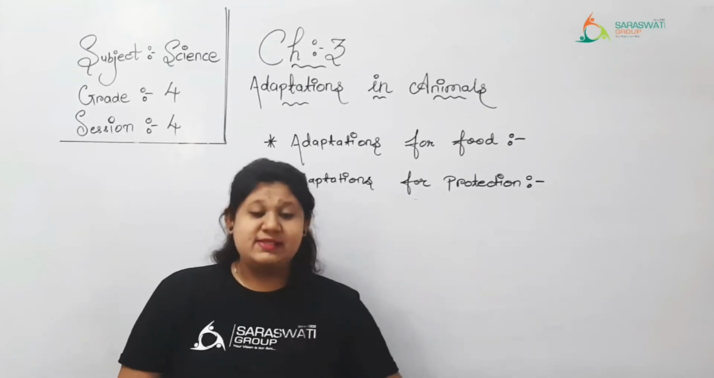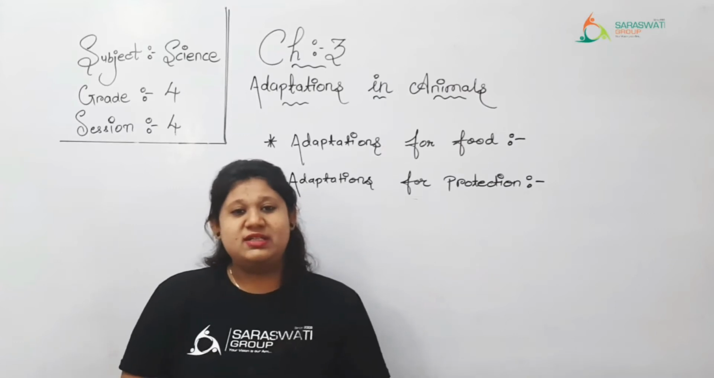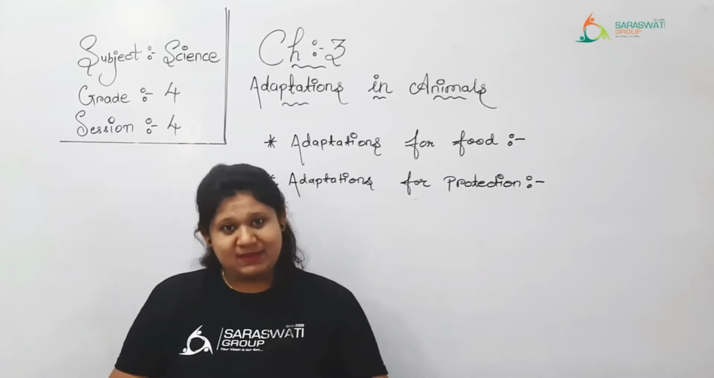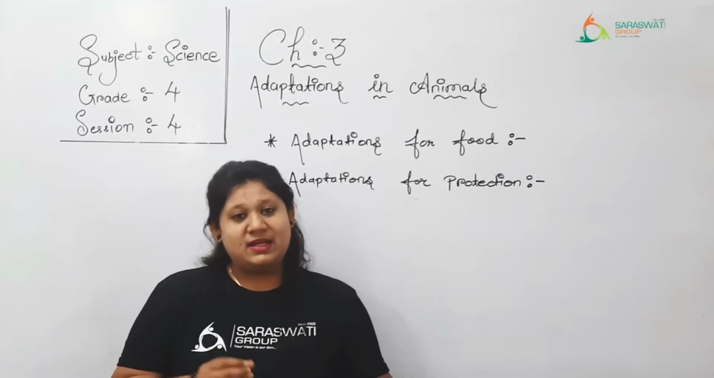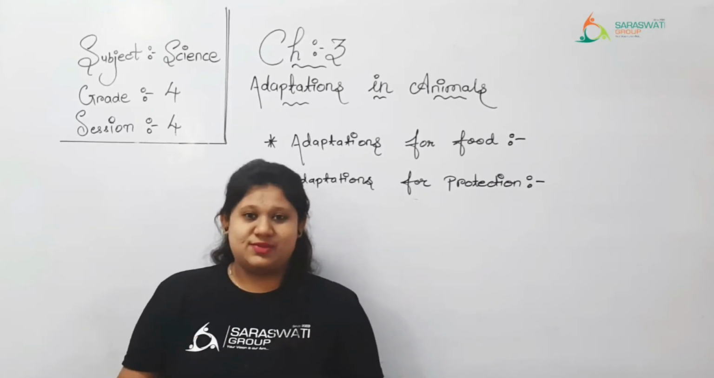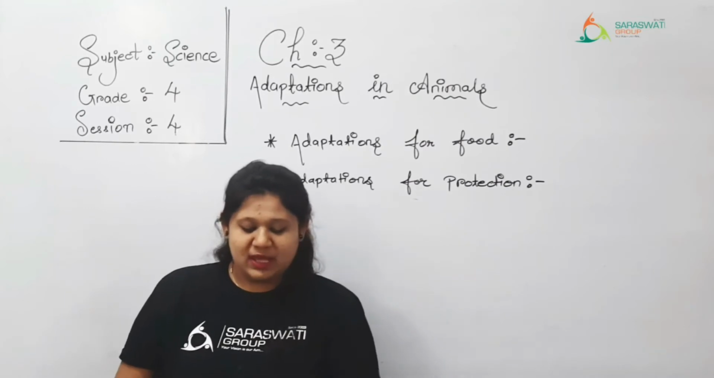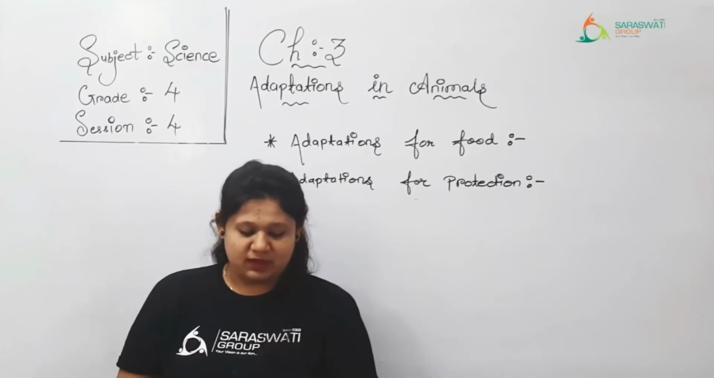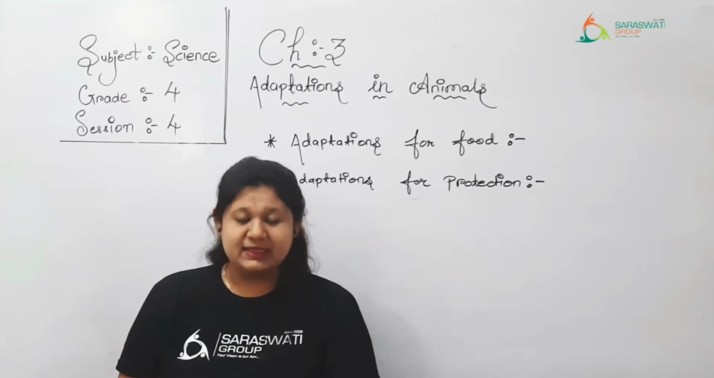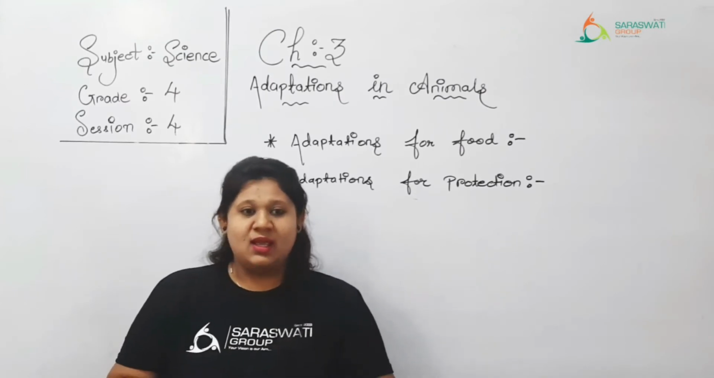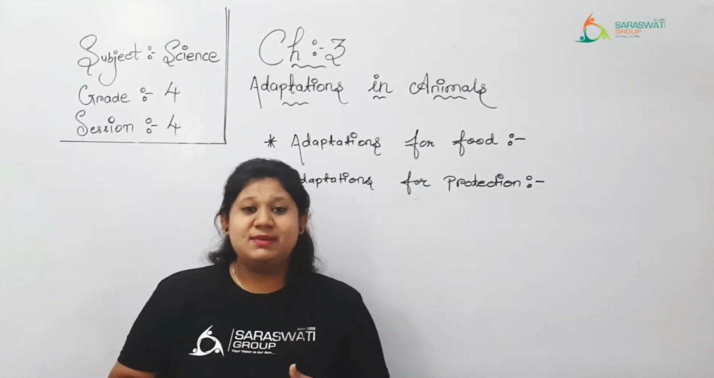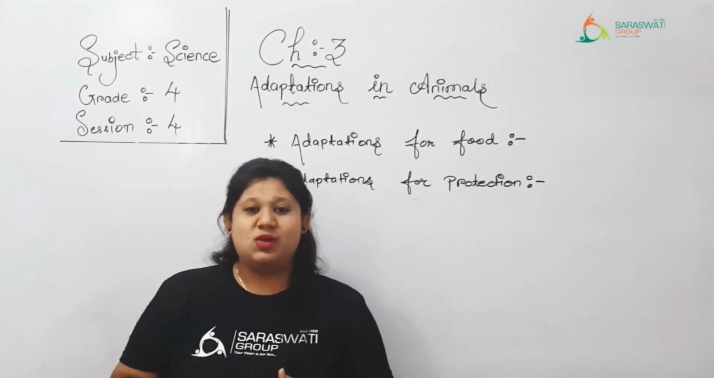Different animals eat different kinds of food, right? There are so many different animals. Just like that, they are different, so their food habits are also different, right? To help them eat their kind of food, they have special kinds of body parts such as mouth, teeth and nose. Based on their food habits, they have some well-developed body parts also.